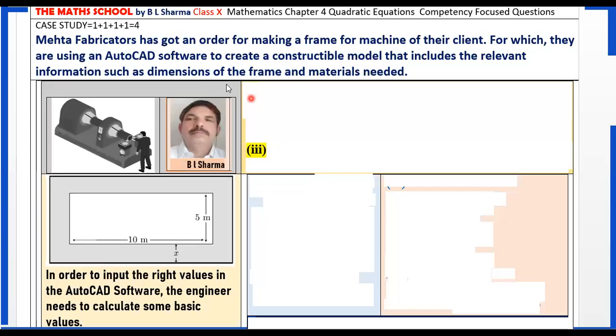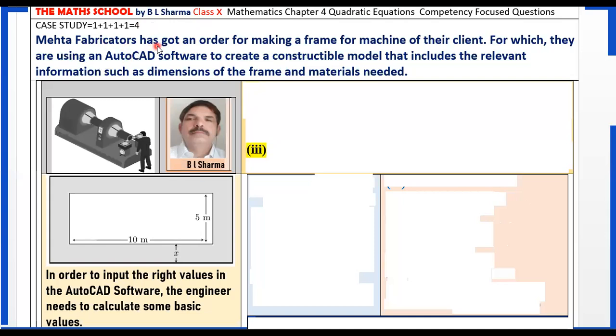Hello students, मैं BL Sharma, maths sir, discussing case study based question of chapter 4, class 10th mathematics, and the name of the chapter is quadratic equation. And now I read the question.